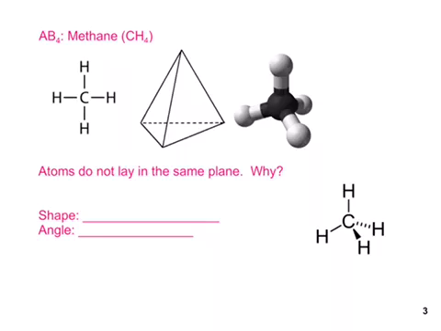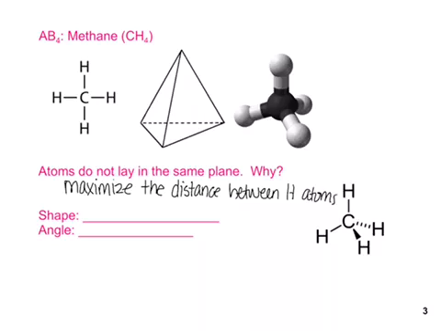Methane, or AB4, because now we have four atoms bonded to that central atom, they no longer lay in that same plane because we want to maximize the distance between the hydrogen atoms. And so we now have this one atom that sticks up.